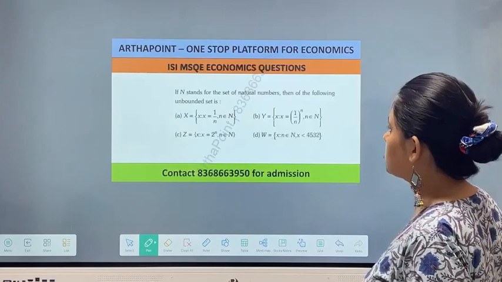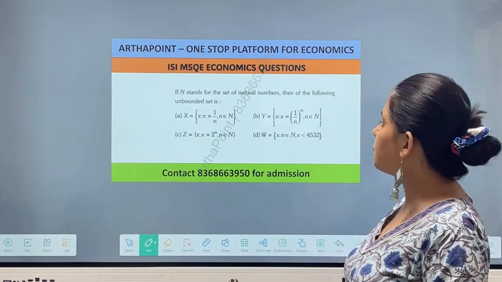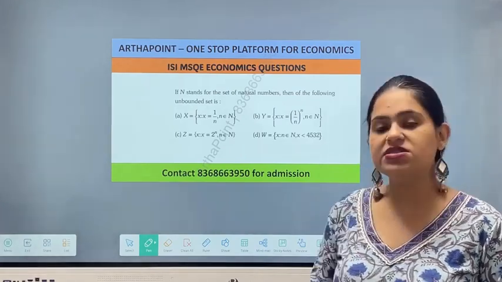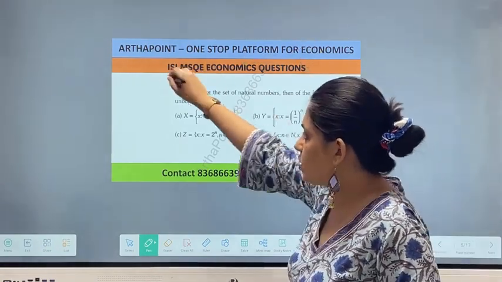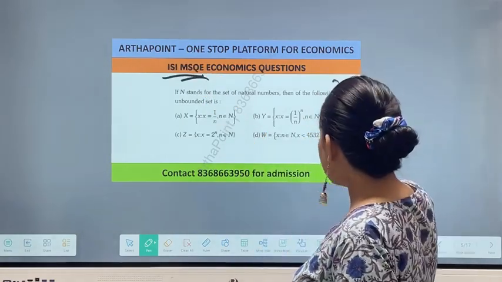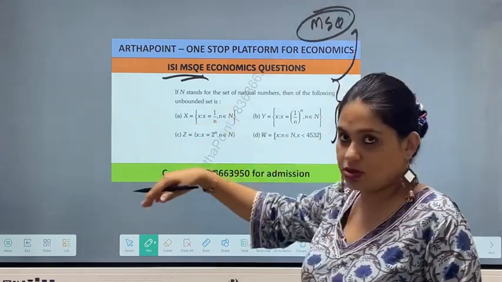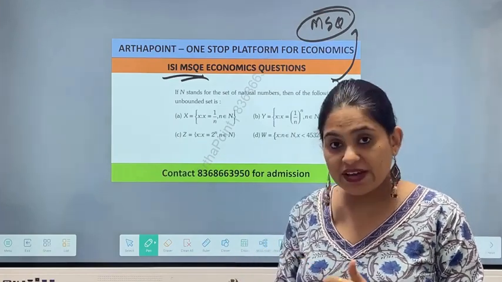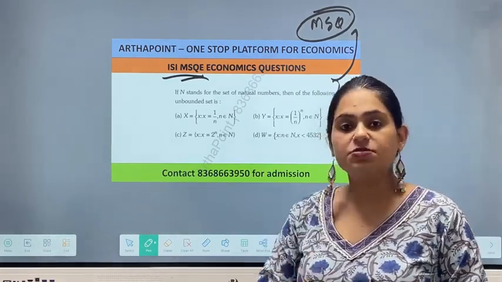Okay, beta, go to the next question, and the question is this. You are given that N stands for the set of natural numbers. Which of the following is an unbounded set? Beta, today all questions that I am doing with you are ISI questions. When I come with IIT questions, you will see that a similar kind of question can also come as a multiple select question, MSQ, so more than one answer can be correct. But for today, it is an MCQ question.